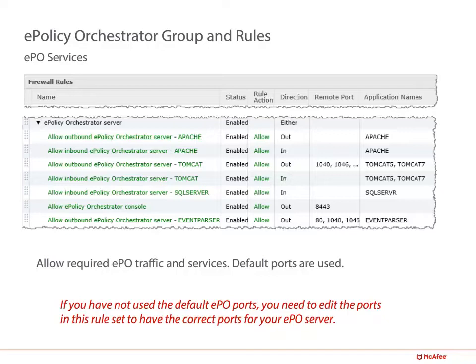The thing that I do want to point out to you is this is set for all of the default rules. You may want to make sure that, for example, where it says Allow ePolicy Orchestrator Console, that is an allow out rule, and that is specifically for the EPO server. So what you want to do is make sure that if you did not use port 8443, that you create a rule or edit this rule so that you add the actual port that you did set on your specific EPO server.